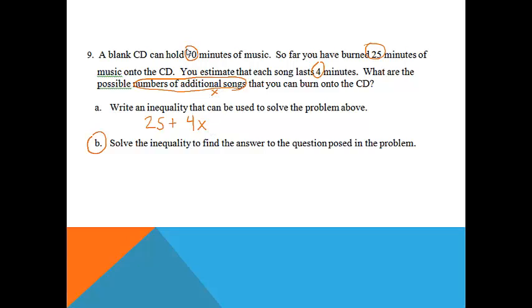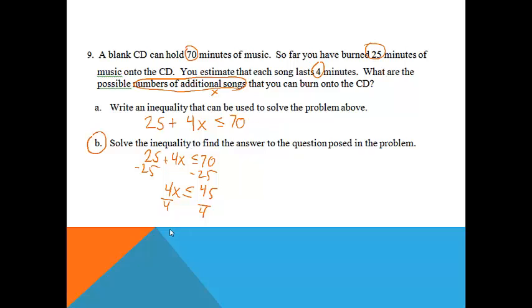And we have 70 minutes of music. So I'm going to put less than or equal to 70 because we can't go over 70, because it will just use up all the time on the CD. So that's what my inequality is going to look like. And now down here, I'm going to go ahead and solve my inequality. I'm going to subtract 25 from both sides. So I'll have 4x is less than or equal to 45.